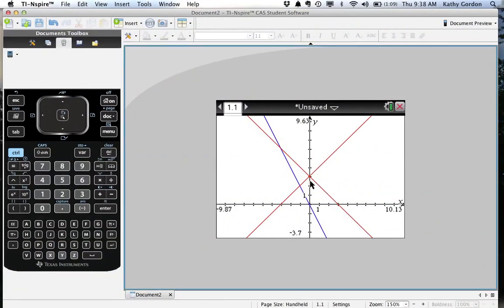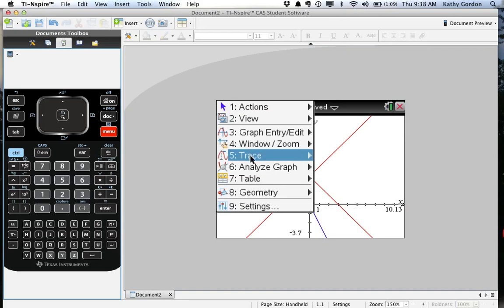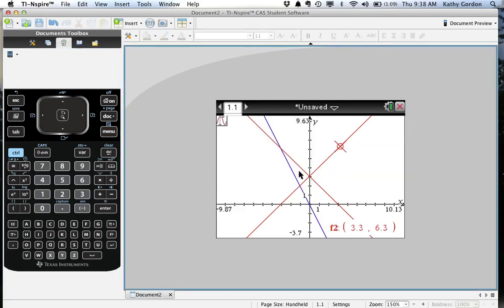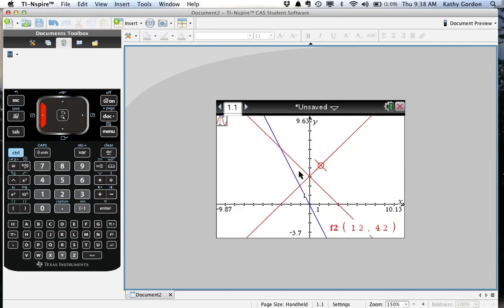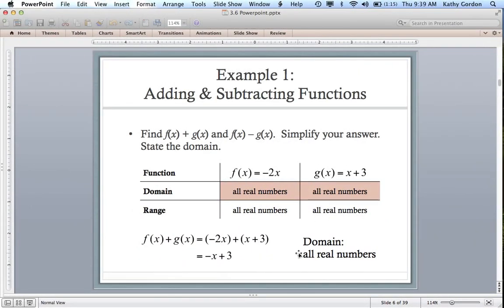And that is because, going back here, when I did the trace, again, I could go anywhere for x and get the two different answers, right? And the two answers I get can be anything, right? We can go up, we can go down, it doesn't matter. Okay, so all real numbers will be the domain of my result.